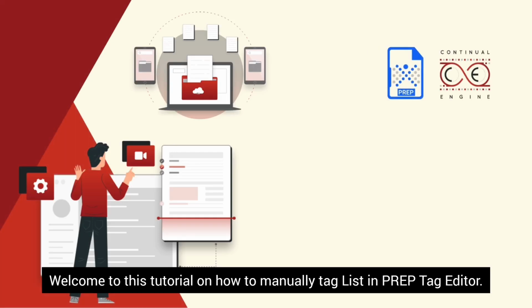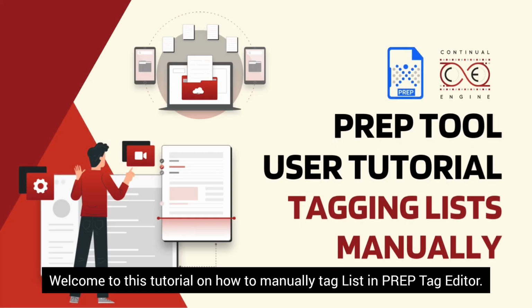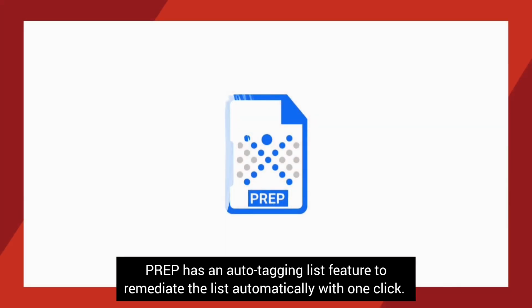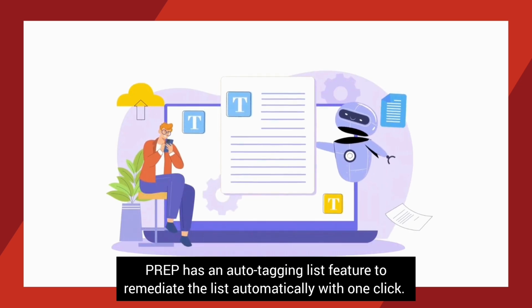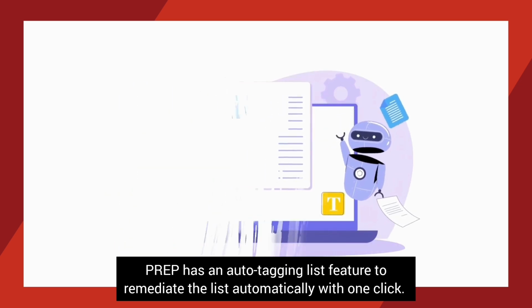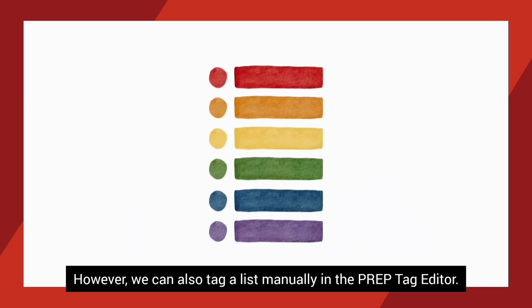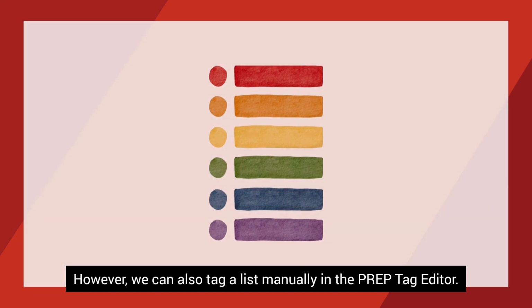Welcome to this tutorial on how to manually tag a list in Prep Tag Editor. Prep has an auto-tagging list feature to remediate the list automatically with one click. However, we can also tag a list manually in the Prep Tag Editor.